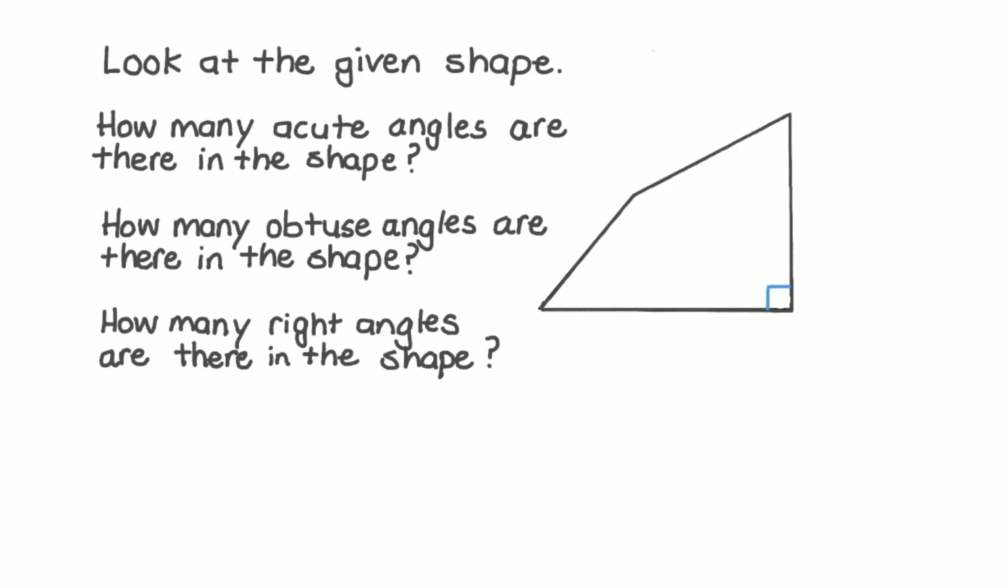Look at the given shape. How many acute angles are there in the shape? How many obtuse angles are there in the shape? How many right angles are there in the shape? In this question, we have to count the number of acute angles in the given shape, the number of obtuse angles, and the number of right angles. We can answer the third part of the question really quickly. This blue square is the symbol we use to show a right angle. So we know the shape has one right angle.